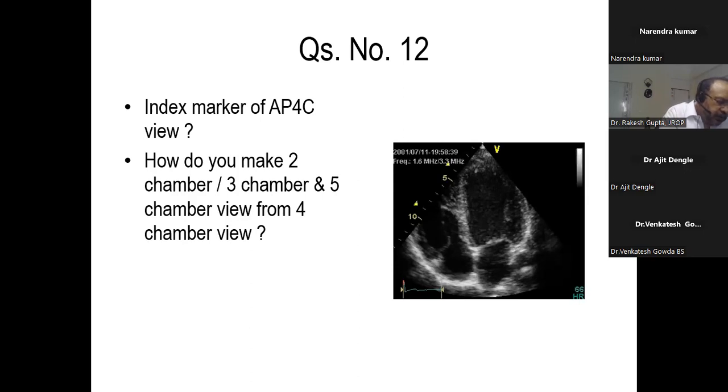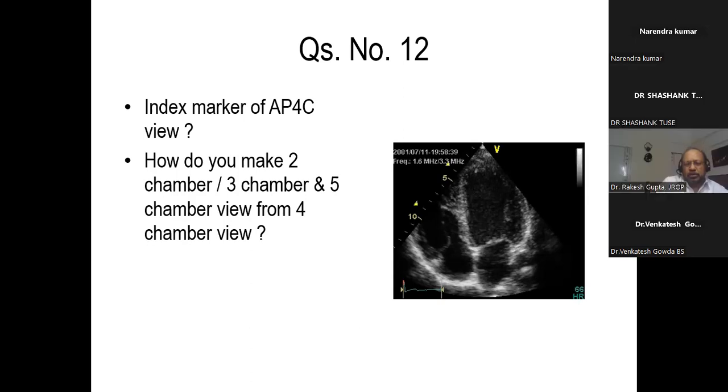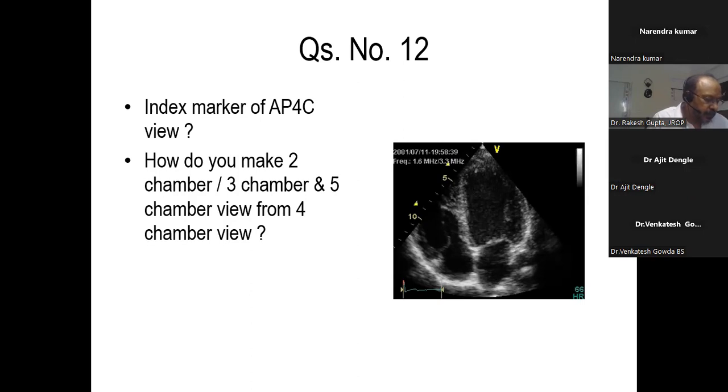Okay. So he gave you the right answer. Left apex, left fifth intercostal space, 3 o'clock position, parallel to heart. Rotate counterclockwise, make it 3-chamber, 3 to 4, then 5, 4 to 3, and 2 chambers. Good, Dr. Dangle.